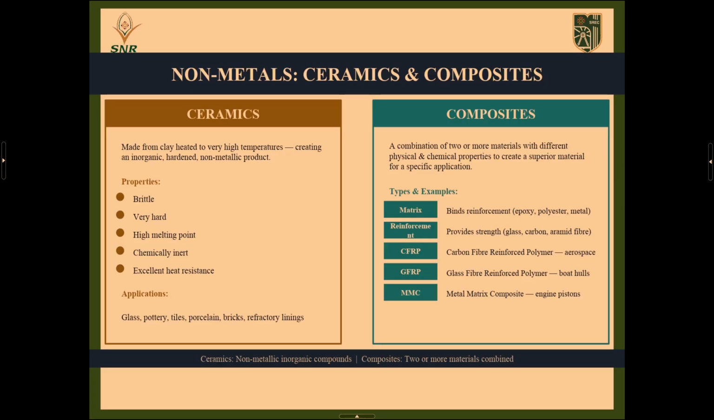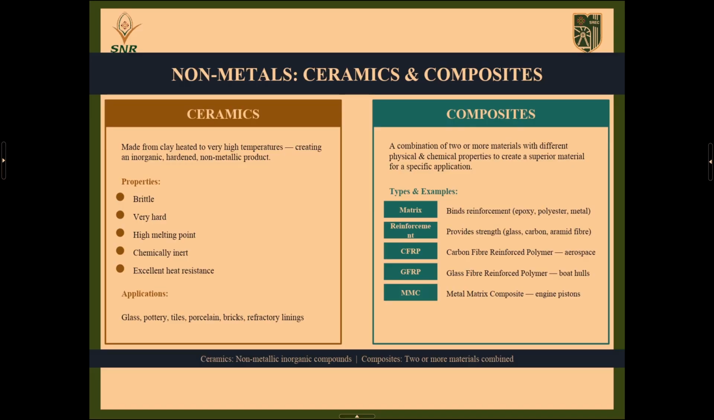Non-metals: ceramics and composites. Ceramics are made from clay heated to very high temperature, creating an inorganic, hardened, non-metallic product. Key properties of ceramics: brittle, very hard, high melting point, chemically inert, and excellent heat resistance. The applications: glass, tiles and bricks. Come to the composites.